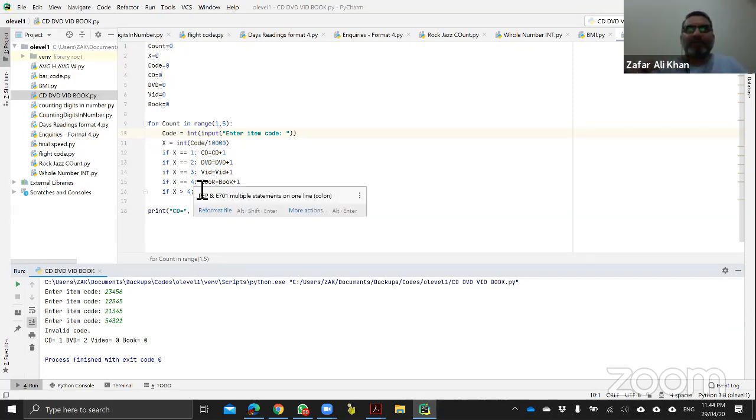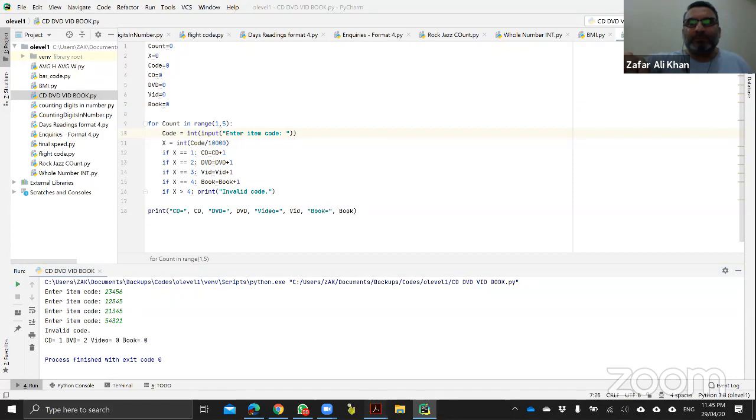And then see, they have asked us to validate the code as well. So this is validation. If x is equal to 1, then CD is equal to CD plus 1. If x is equal to 2, then DVD is equal to DVD plus 1. If x is equal to 3, then video is equal to video plus 1. If x is equal to 4, then book is equal to book plus 1. If x is greater than 4, then it is invalid code. So it has actually mentioned that it is invalid code. Rest of the times there is 1 CD, there are 2 DVDs, 0 videos, and 0 books. That is how the code works.